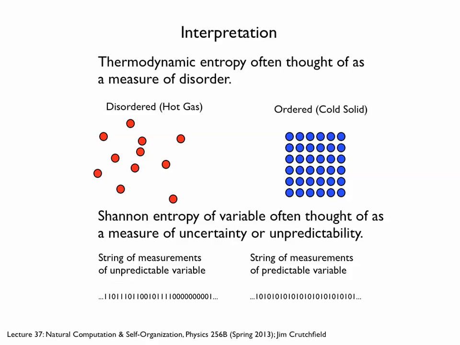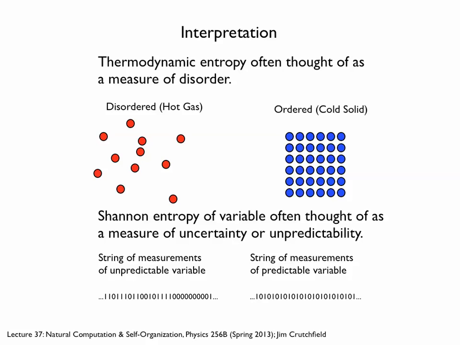So thermodynamic entropy is often thought of as a measurement of disorder. For instance, we say hot gases here have much higher entropy because they're more disordered than an ordered cold solid. They have more entropy. This has a small amount of entropy. And for comparison, we say that the Shannon entropy, the entropy you've been dealing with, is thought of as a measurement of uncertainty or unpredictability.